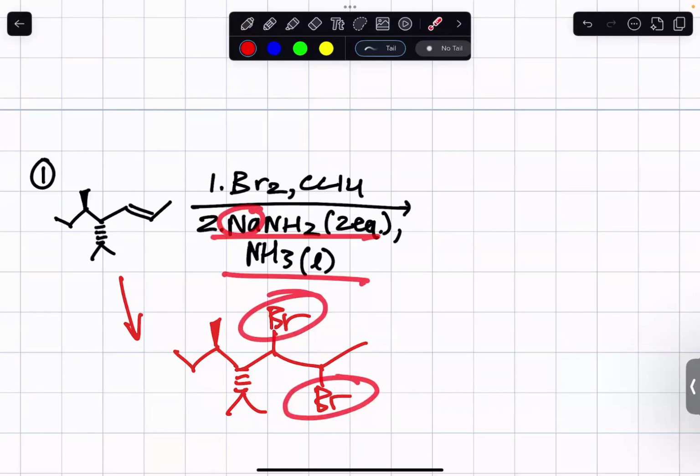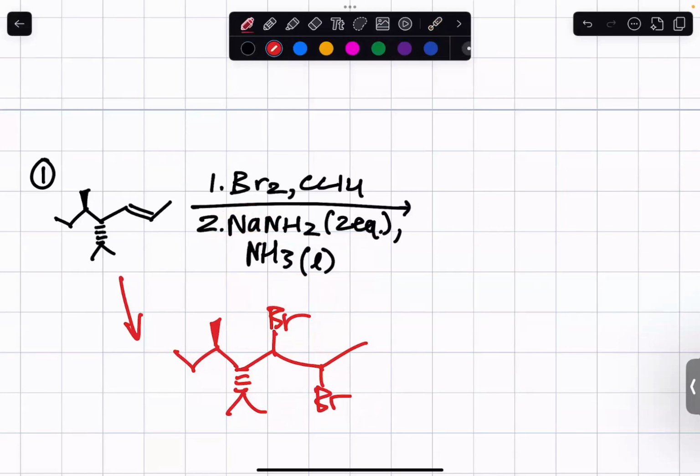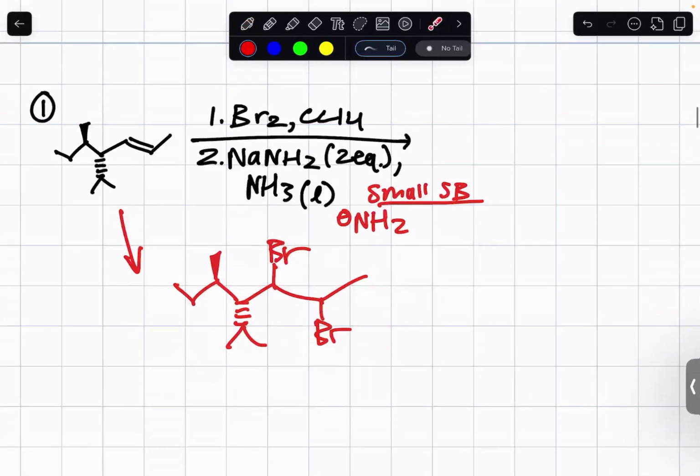When you see Na, always associate that with a positive charge. That means that whatever is next to it with a negative charge is NH2 minus. And NH2 minus here is a small, strong base. So if it's a small, strong base, think of a Zaitsev E2 reaction, right? So we're going to do the Zaitsev E2 reaction two times.